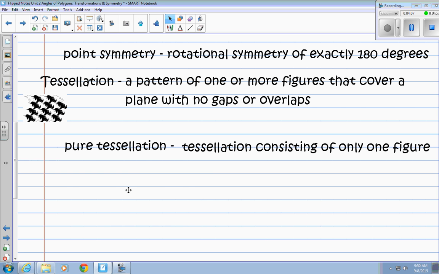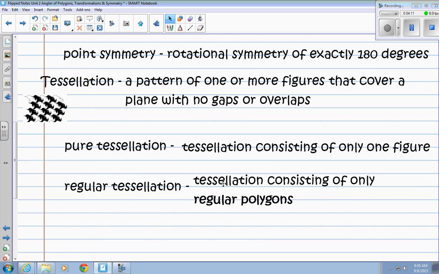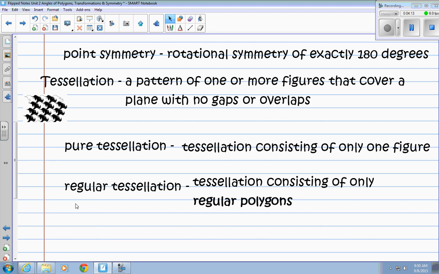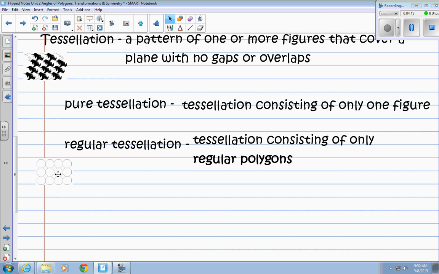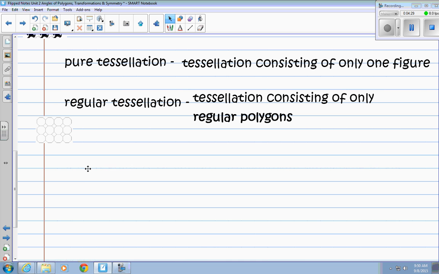That's a pure tessellation. We also have what we call a regular tessellation, which is a tessellation that consists of only regular polygons, meaning that they're all congruent. So this is a regular tessellation that's not pure because we have two different types of shapes. We have octagons and squares, but the octagons and the squares are both regular figures. So that's a regular tessellation.